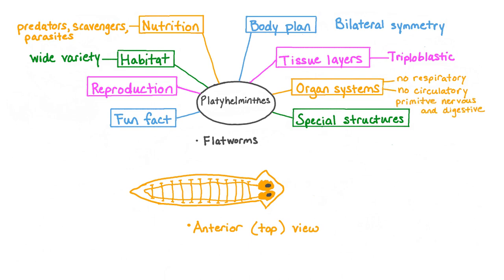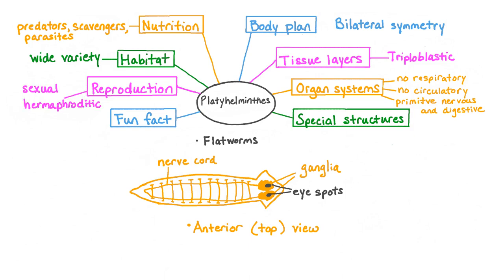They have very primitive digestive and nervous systems, which can include light-sensitive organs called eye spots and clusters of neurons called ganglia. Flatworms are primarily hermaphrodites that undergo sexual reproduction with other individuals, a process called cross-fertilization. Because they have both male and female gametes, some species can sexually reproduce with themselves, a process called self-fertilization.